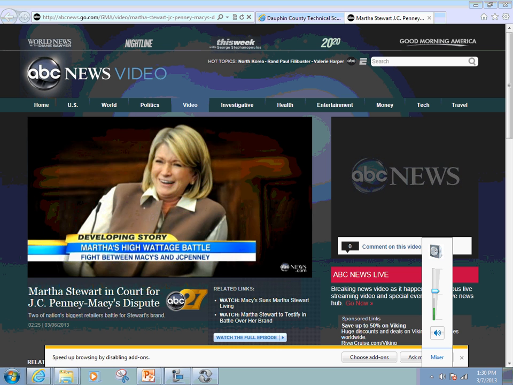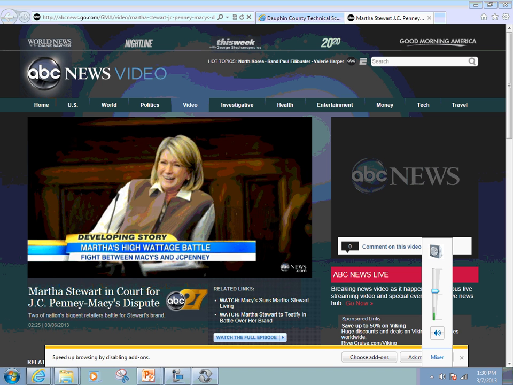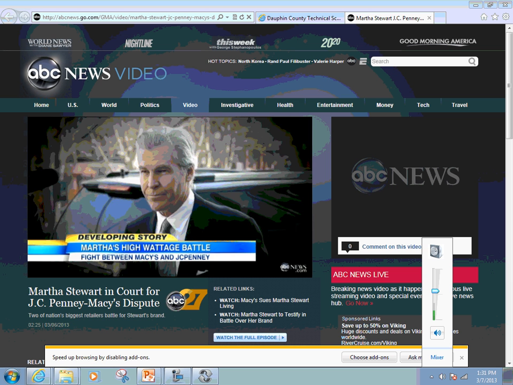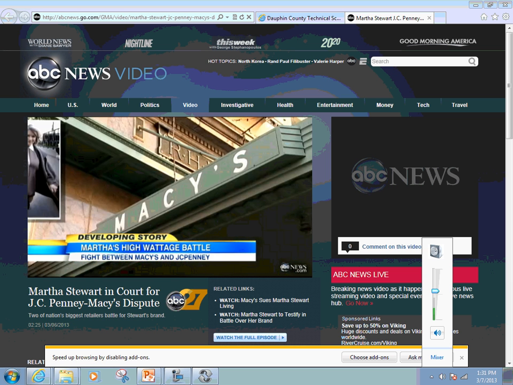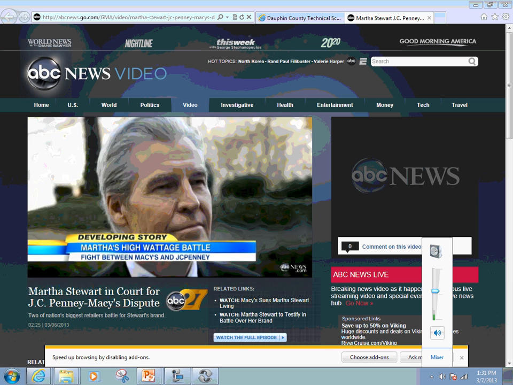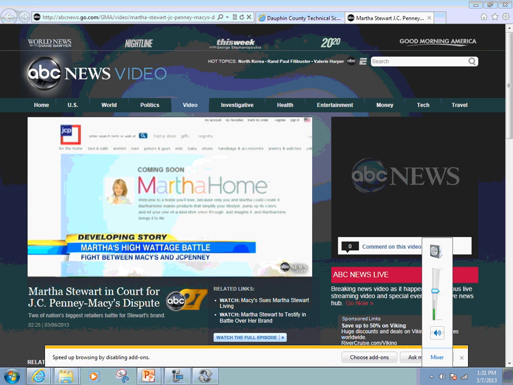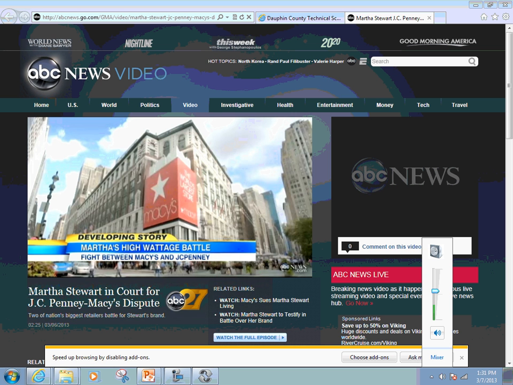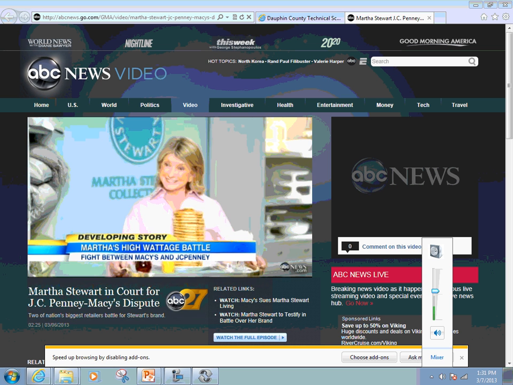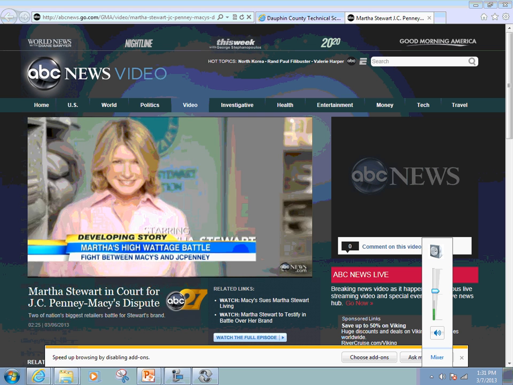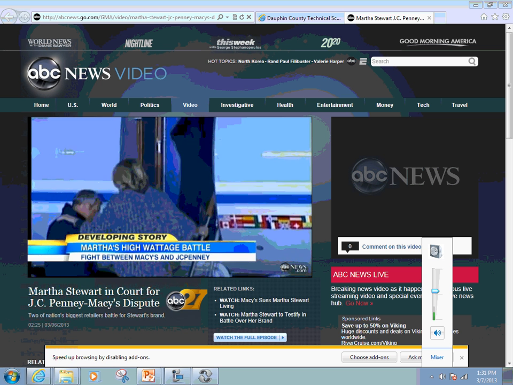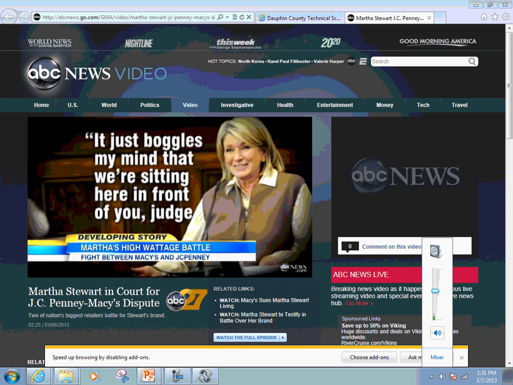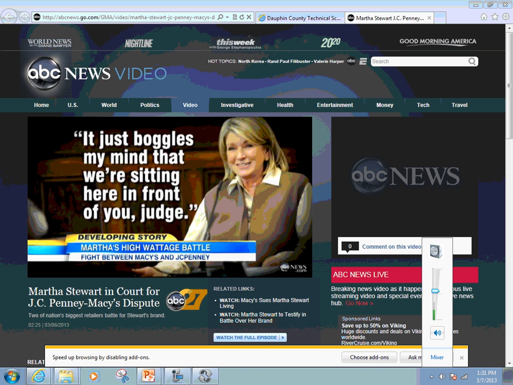Stewart, who's 71, is in the middle of a fight between two powerful suitors, the heads of Macy's and JCPenney. It's gotten emotional. Macy's chief executive, Terry Lundgren, who's suing both Stewart and JCPenney, saying he felt sick to his stomach when Stewart told him she was doing a deal with JCPenney. Lundgren thought they had an exclusive arrangement. Lundgren said Macy's had helped Stewart resuscitate her brand after she got out of the clink. Both Stewart and JCPenney insist there was no breach of contract. On the stand, Stewart said, quote, "It just boggles my mind that we're sitting here in front of you, Judge."